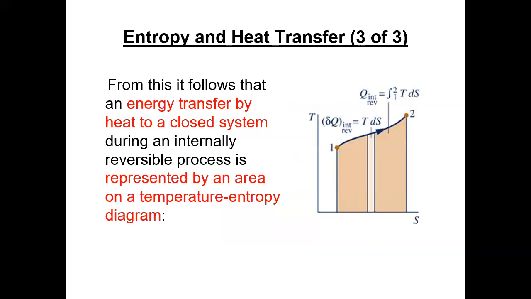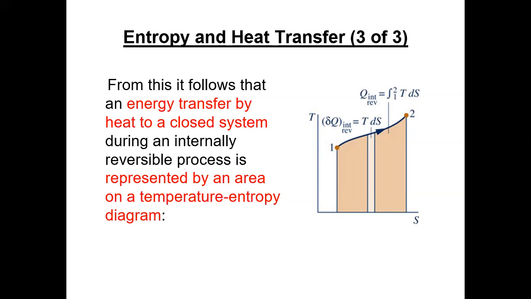And so what that says then, for an internally reversible process, if I plot up TdS, that integral is the area under the curve from 1 to 2. So from this, it follows that an energy transfer by heat to a closed system during an internally reversible process is represented by the area under the temperature entropy diagram. That shows up quite a bit. That's the kind of thing that shows up on the FE exam, something related to that is pretty simple.